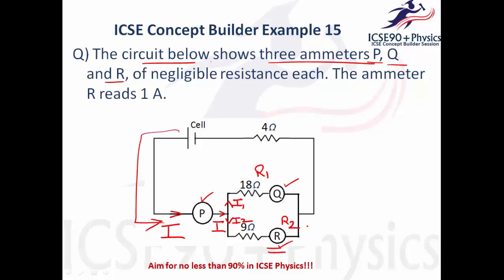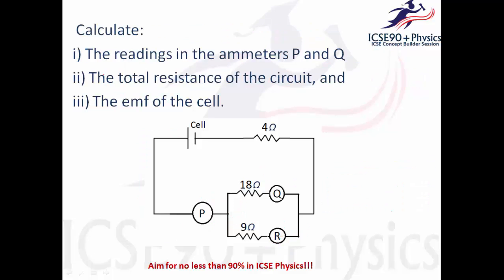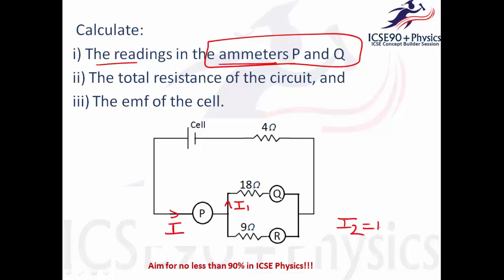So the circuit below shows 3 ammeters of negligible resistance each. The ammeter R reads 1 ampere, which means I2 is 1 ampere. Very important. And we are asked to calculate the readings in the ammeters P and Q, which means we need to calculate the value of the total current I and the current I1. We know I2 is given to be 1 ampere.